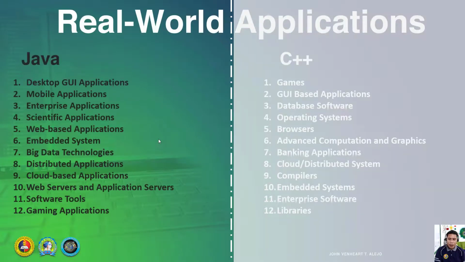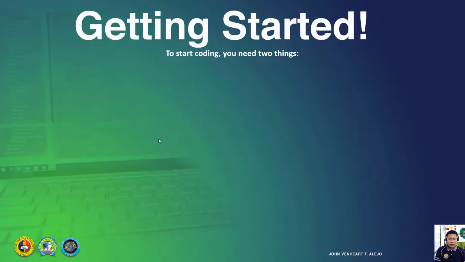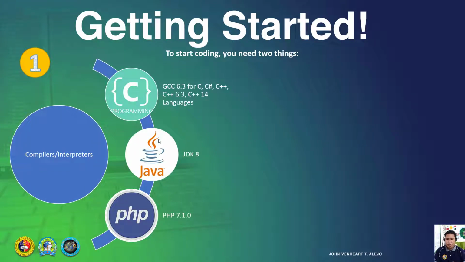Okay, so we're getting started. How do we start? To start coding, you need two things. First, the compilers or the interpreters. So, why do we have interpreters? Every programming language has interpreters or compilers. Like programming languages such as C, C++, C Sharp, we have a compiler called GCC. GCC 6.3 for C++, C, C Sharp, and C++.